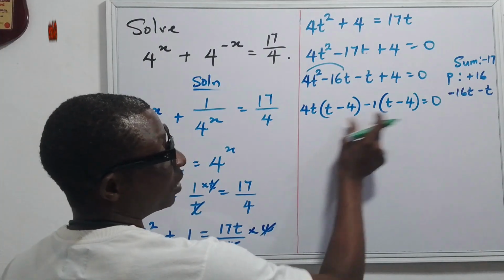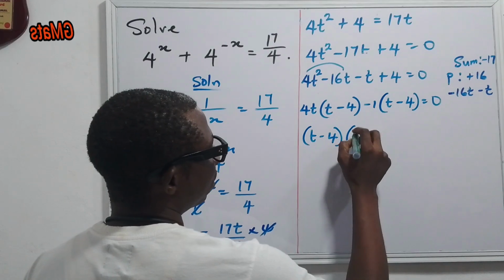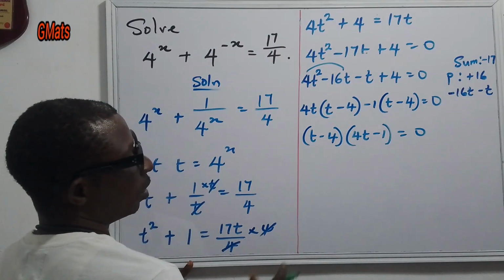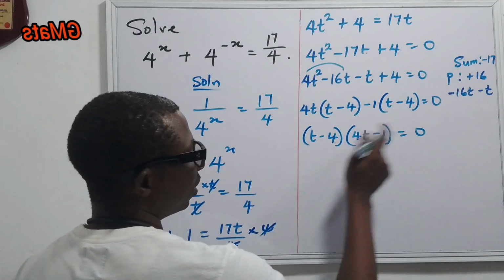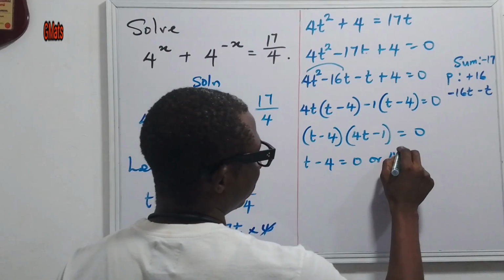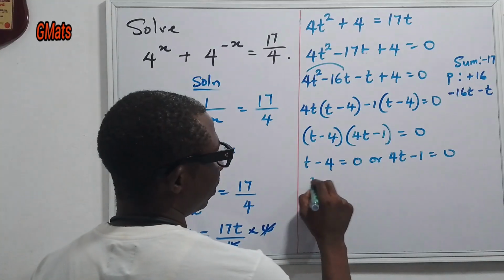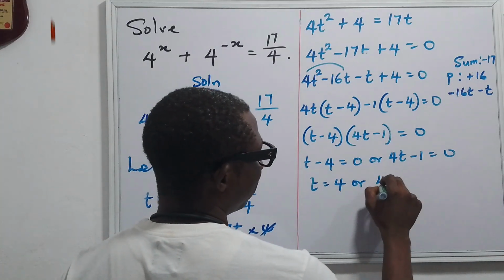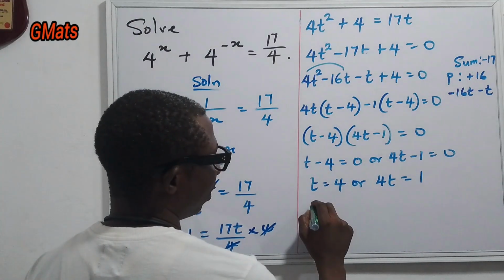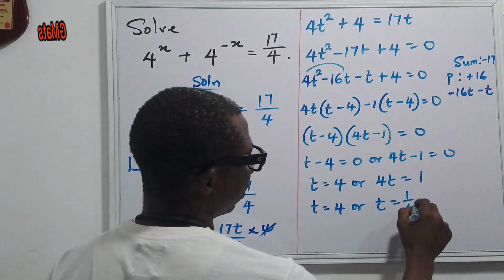So let's factor out t minus 4. When you do that, you have t minus 4, and you are left with what? 4t minus 1 equals 0. Two entities multiplying each other to give 0 means either t minus 4 equals 0, or 4t minus 1 is 0. So here let's transpose 4. We have t equals 4, or 4t equals 1. So we have t equals 4, or t equals 1/4.